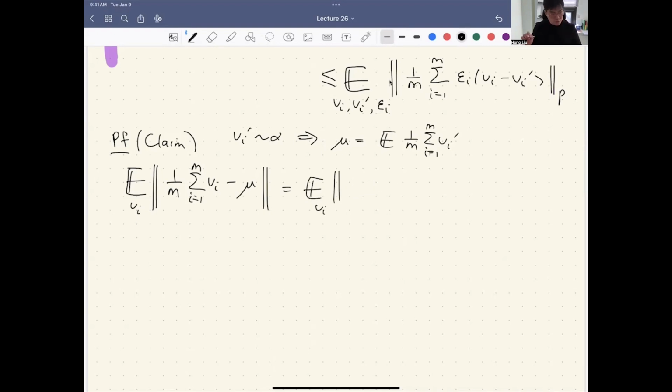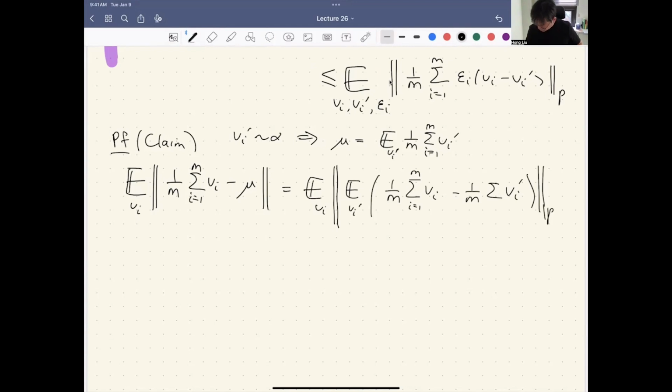Actually, I would like to move this. Let me move v_i' to the front: the p norm of the expectation over v_i' of 1 over m sum of v_i minus 1 over m sum of v_i'. It starts to look symmetric, right? All I did is write mu as this. Then I move the expectation to the front. It doesn't affect this one. These two are independent. Good.